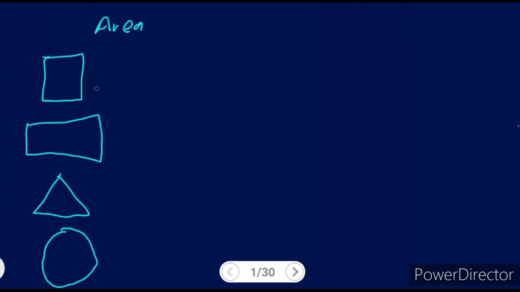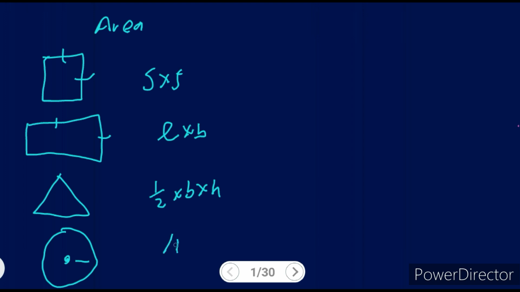So the area of a square is the same as the area of a rectangle, because the area of a rectangle is length times breadth. In a square, it's also length times breadth, but because the sides are equal, we just say it's side times side. What about the area of a triangle? Let's call this the base, and this the perpendicular height. The area of a triangle is half of the base times the perpendicular height. And then the area of a circle: if this is the radius, the area of a circle is pi r squared.